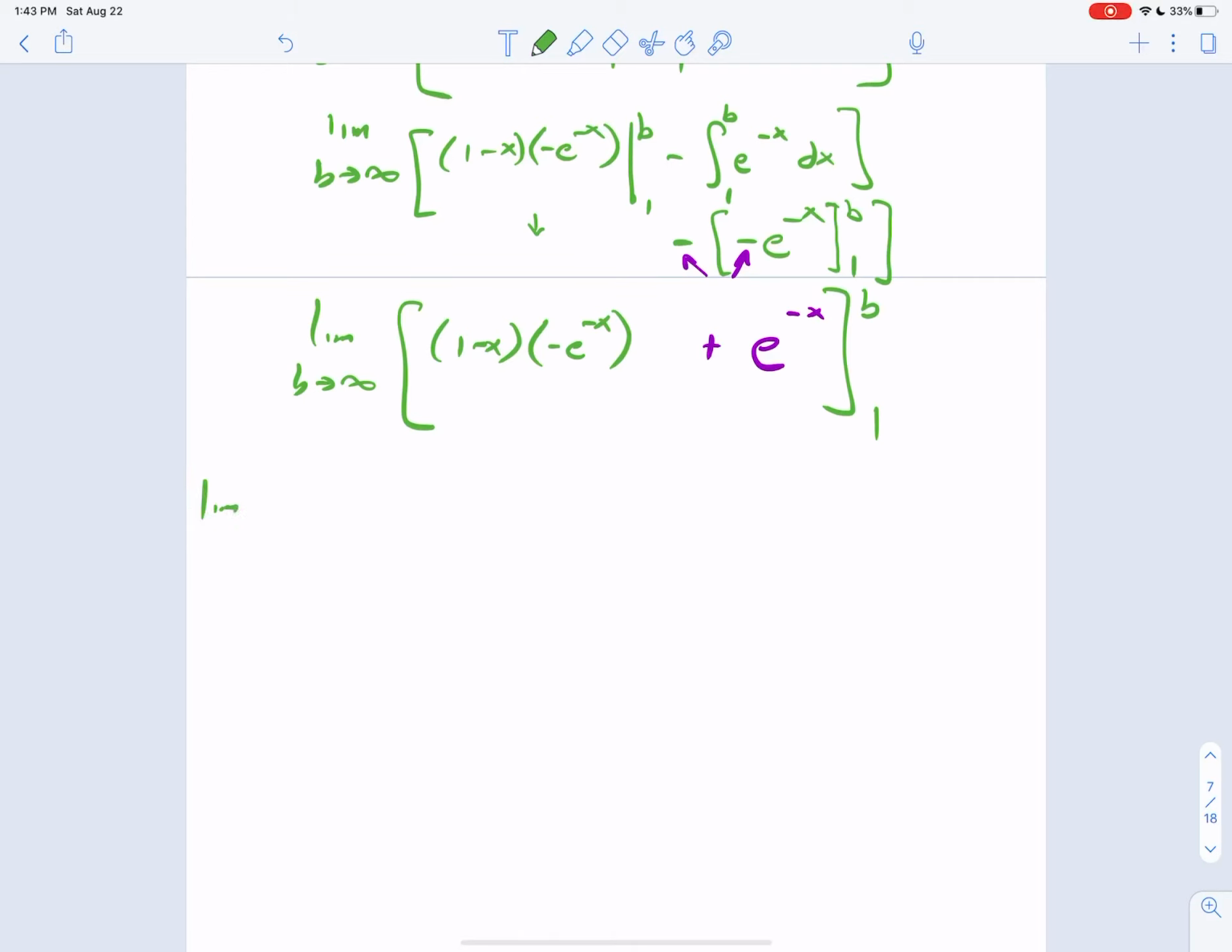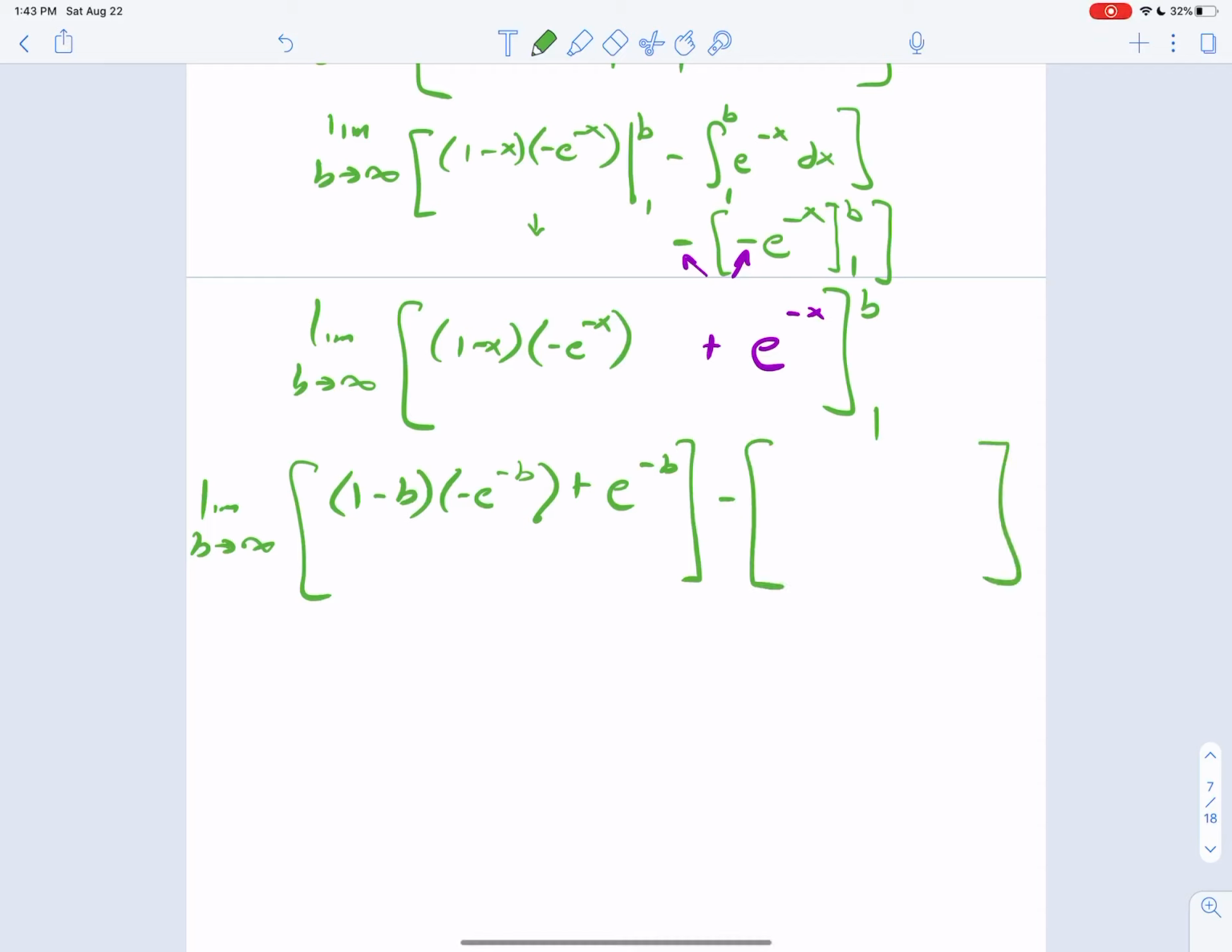The limit as b goes to infinity will be 1 minus b, negative e to negative b, plus e to the negative b, minus 1 minus 1, negative e to negative 1, plus e to negative 1. I just plugged in my upper minus my lower.